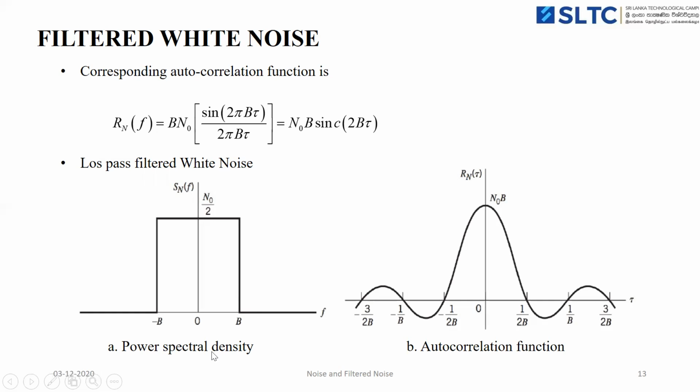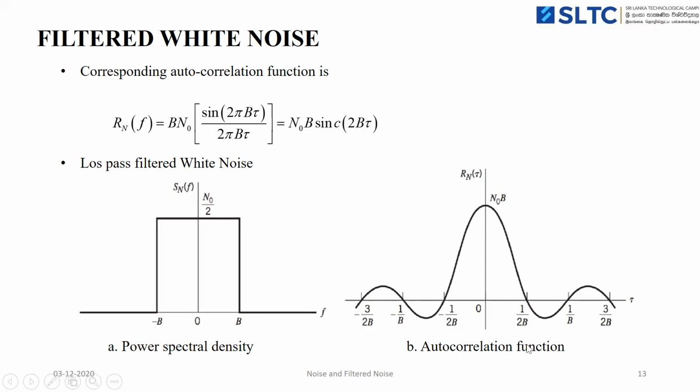The figure shows, the first figure shows the power spectral density. It's a rectangular pulse, a rectangular spectrum. The bandwidth varies from minus B to plus B, and the magnitude is N0 by 2 for the range of minus B to plus B. Then the second waveform shows the corresponding autocorrelation function of the filtered white noise. It is a sinc pulse. The x-axis is the time, denoted by tau, and the y-axis is the magnitude of the autocorrelation function. The maximum magnitude occurs at tau equal to 0, that is N0 into B.